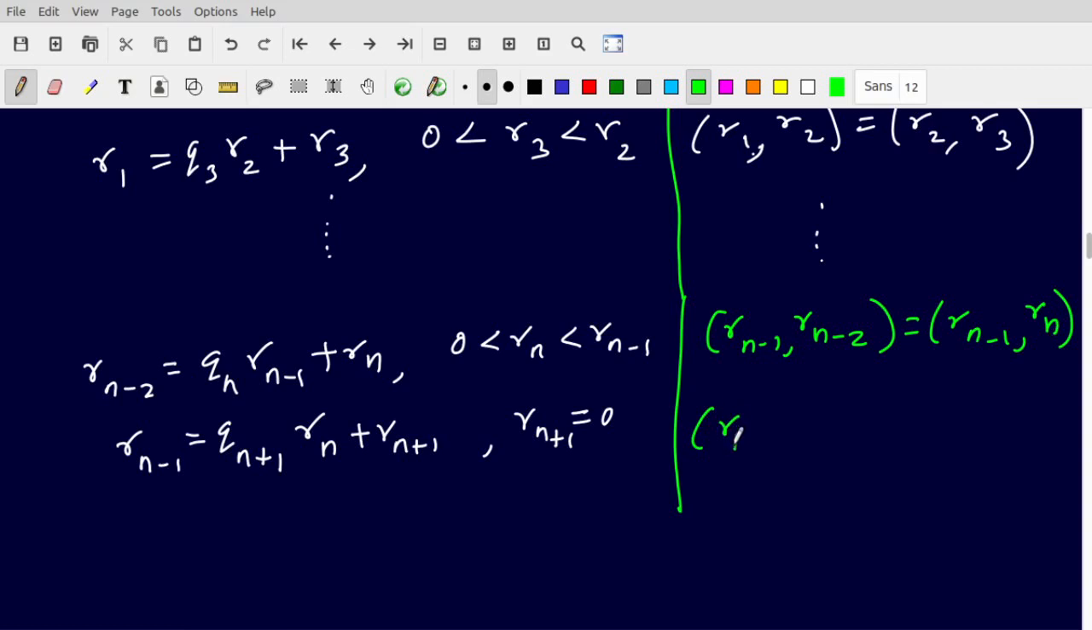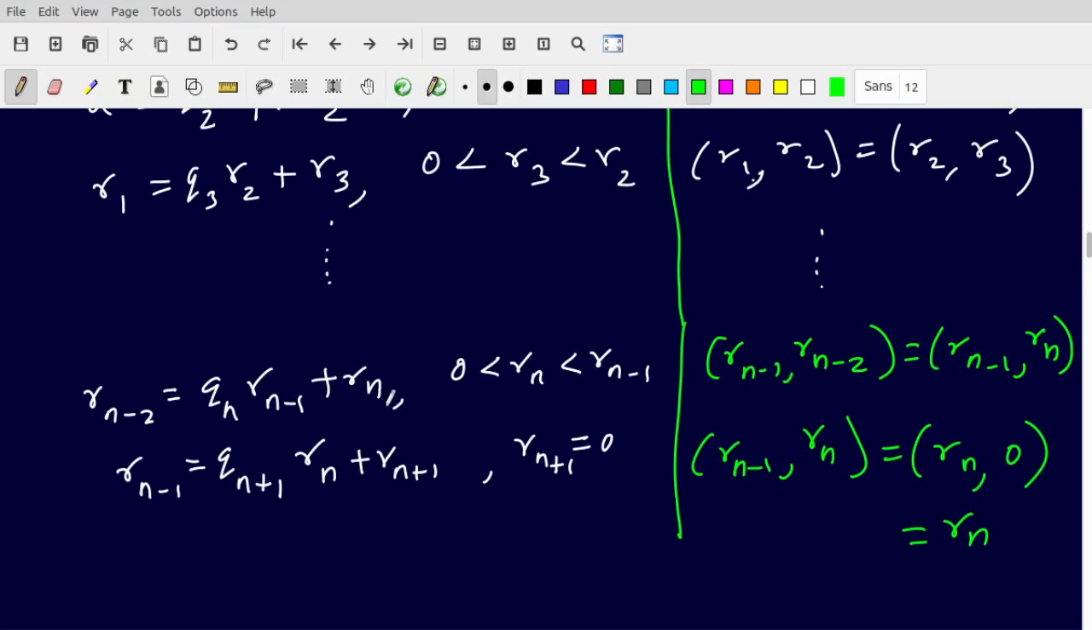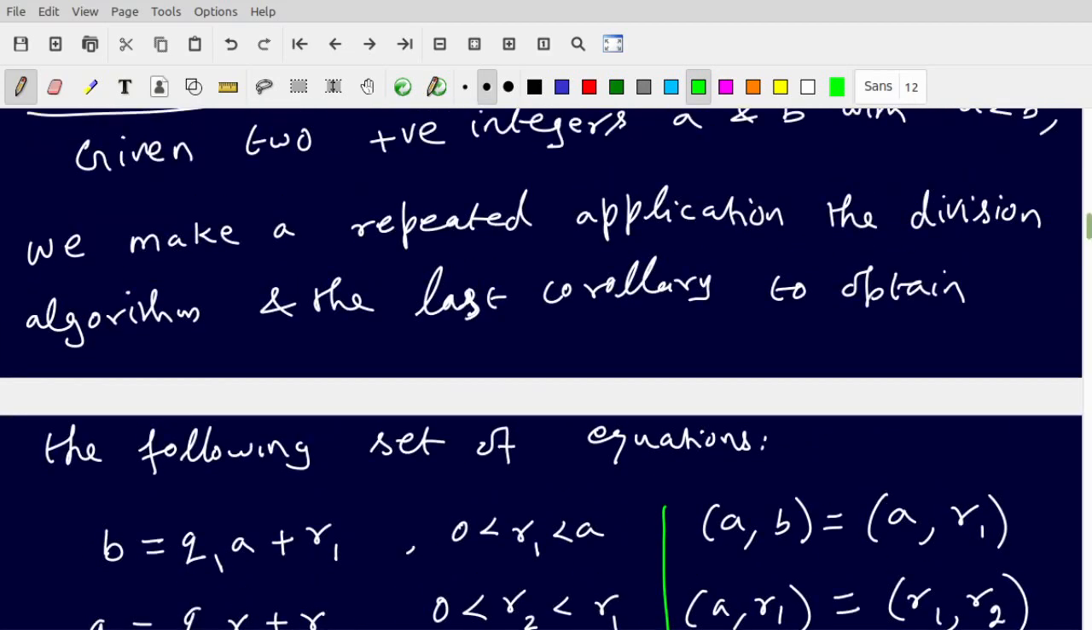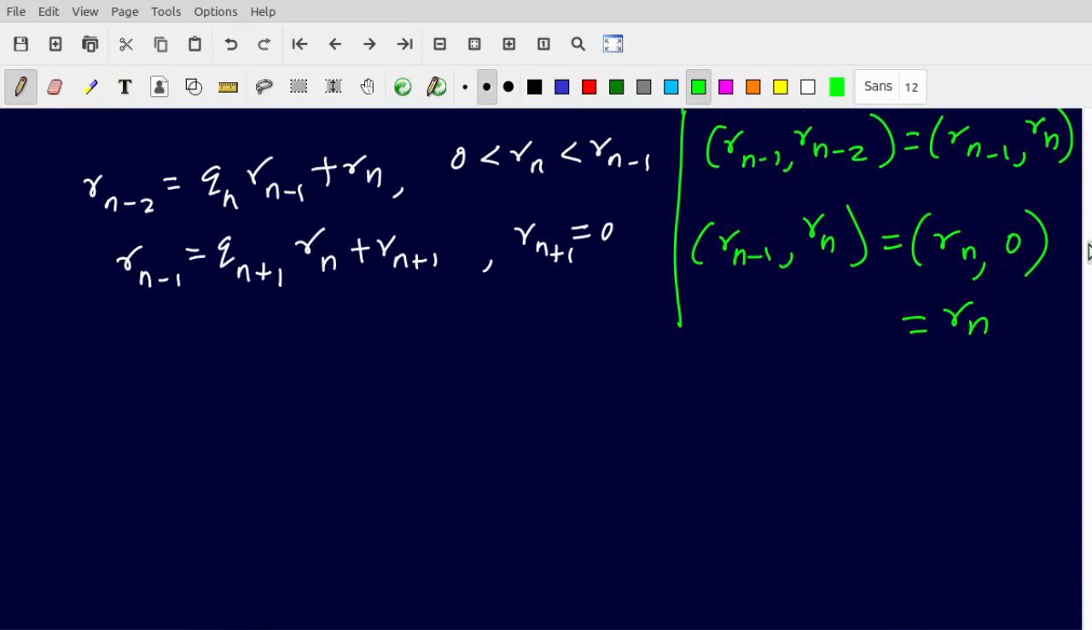In the last case, Rn minus 1 comma Rn, the number Rn minus 1 is replaced by 0, that is Rn plus 1. So Rn comma 0, and the GCD of Rn and 0 is Rn. So what is the GCD of A and B? It is the last non-zero remainder in this division process. The repeated use of the division algorithm and the last corollary is called the Euclidean algorithm. So a repeated division algorithm is called the Euclidean algorithm.